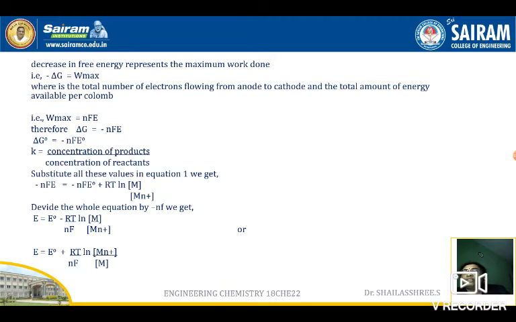the equilibrium constant is given by concentration of products by concentration of reactants. For the reduction reaction, we will be getting M by M n+. Now we have to substitute all these values in equation 1, that is the Van't Hoff equation we have considered. If we substitute all these values, what do we get? We get minus nFE is equal to minus nFE naught plus RT ln M by M n+.